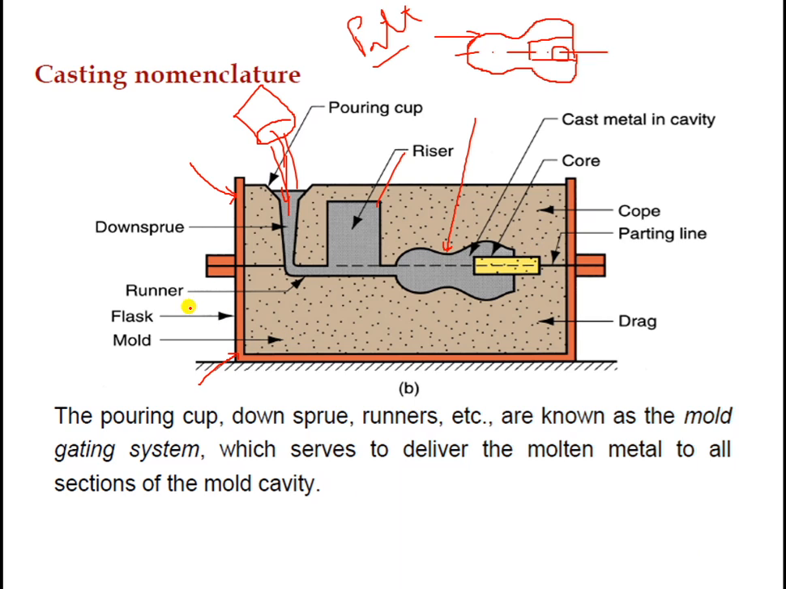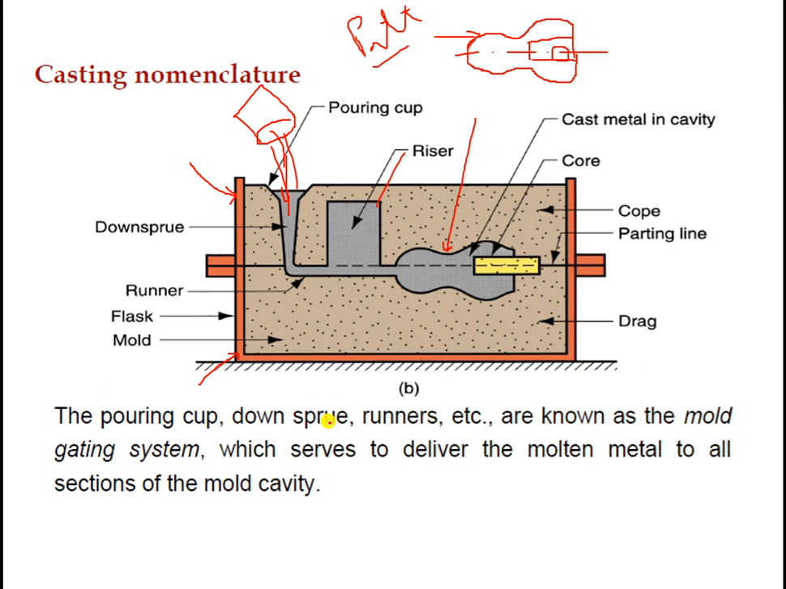So these are the flasks. This is the runner through which the molten metal flows towards the cavity. A riser is provided so that gases or air bubbles can be accommodated there, to avoid voids inside the final product obtained after solidification.